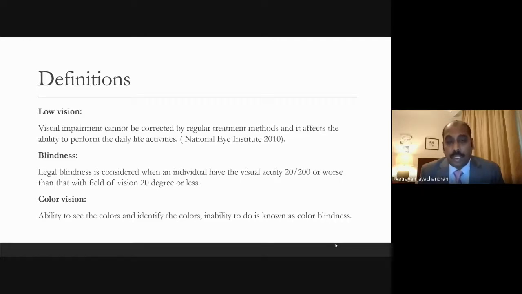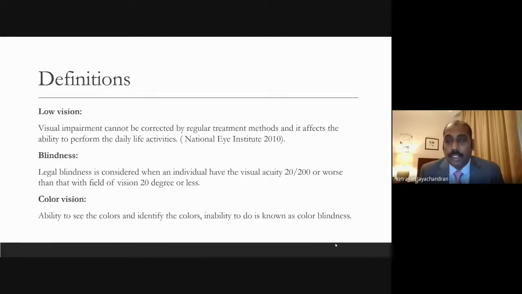According to the US consulate, legal blindness is considered as an individual having a visual acuity of 20/200 or worse than that; then they call it legal blind. They are also concerned about the visual field. If the person has a visual field of 20 degrees or less than 20 degrees, they are also eligible as legally blind, and they can get the reimbursement.